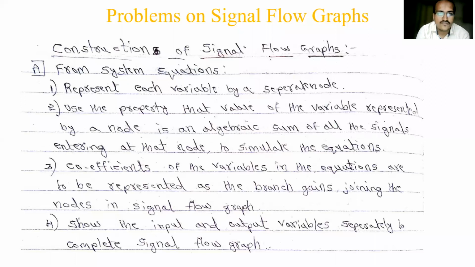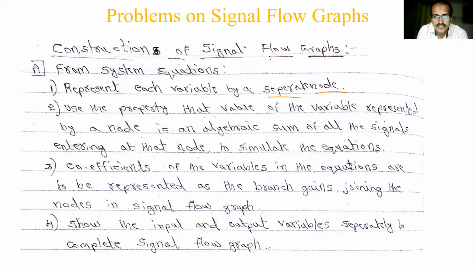Okay, so the first step is, if you are given the equations, represent each variable by a separate node. Variables like R of s, C of s, or if it is in electric circuits, it may be V of s, I1 of s, I2 of s. These variables you have to consider as separate nodes.